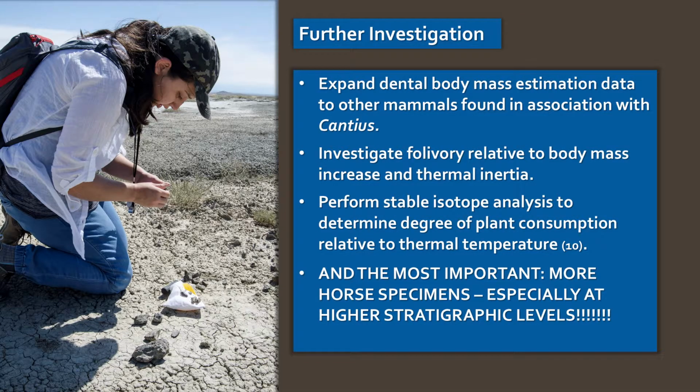Here are some very possible ideas for furthering this study. We can expand dental body mass estimation data to other mammals found in association with Canius. We can also investigate folivory relative to body mass increase and thermal inertia. Additionally, we can perform stable isotope analysis to determine degree of plant consumption relative to thermal temperature.